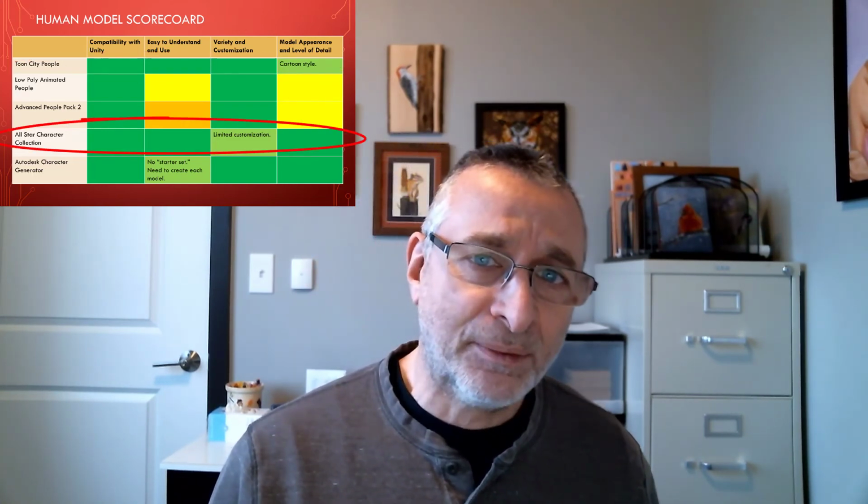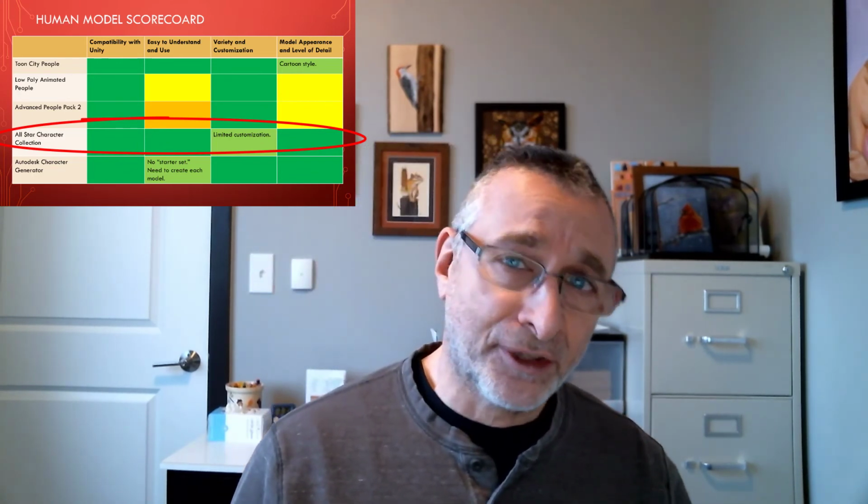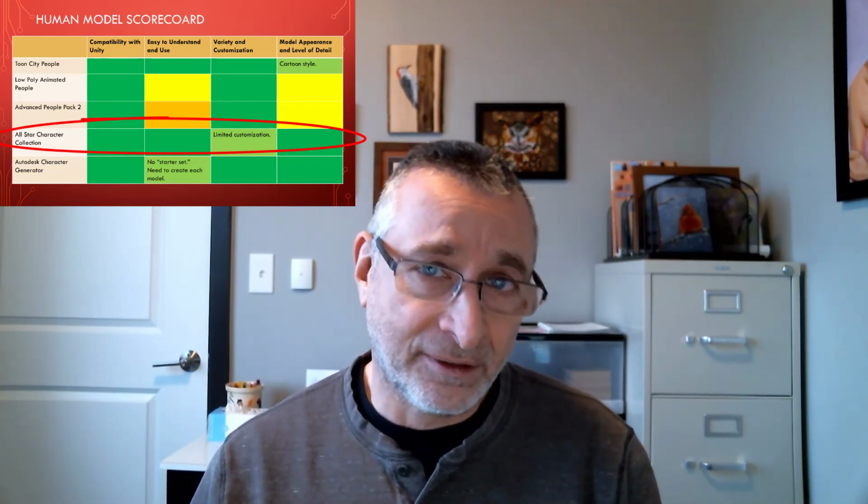The All-Star Character Collection had human models with sort of superhero proportions. If that works for you, this could be a good choice, especially if you want to make use of the weapons and the battle garb that is included with that asset.